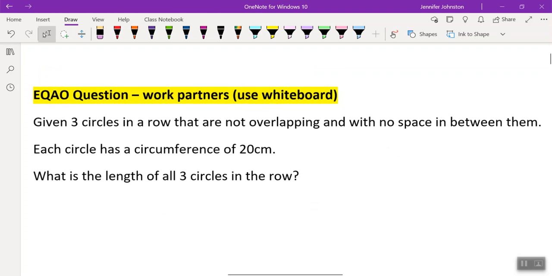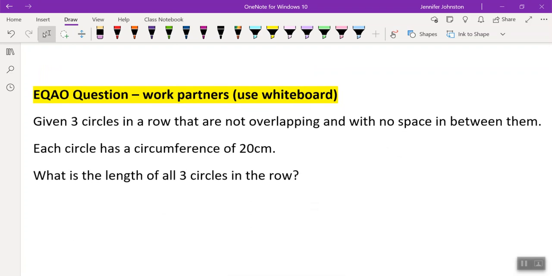So this is the question. Given 3 circles in a row that are not overlapping with no space in between them, each circle has a circumference of 20 centimeters. What is the length of all 3 circles in a row? So draw it out, try it out, work with your groups. If you don't know, go look at somebody else's group and work on this question. Please press pause and get students to work on it. Once they're done, you can get going with the Day 5. Give them about 10 minutes to work on this.